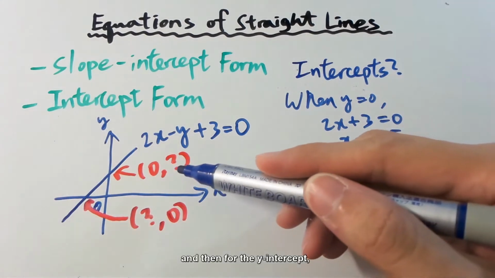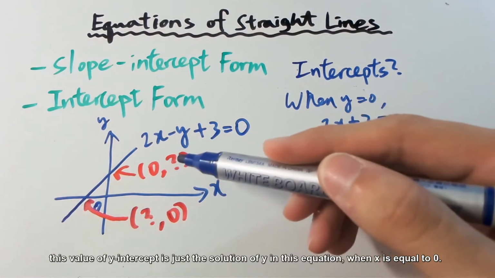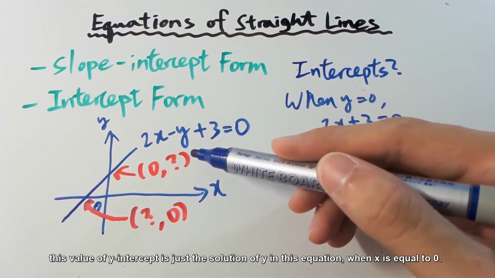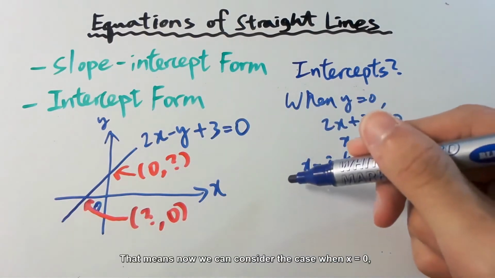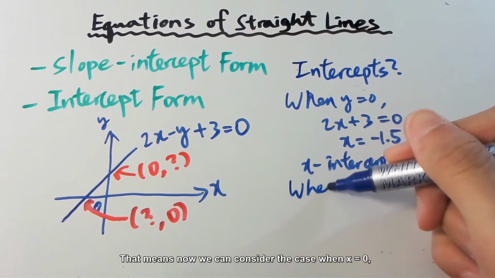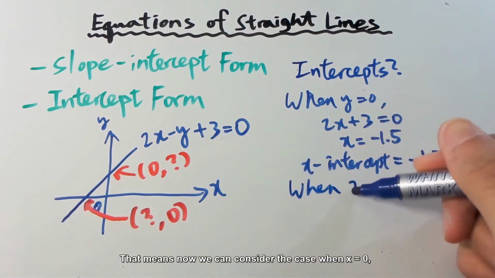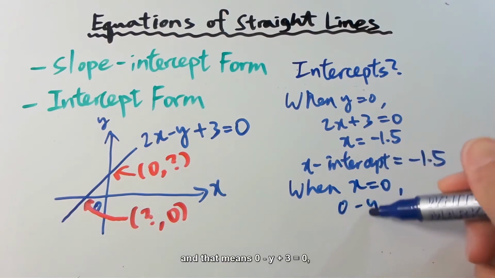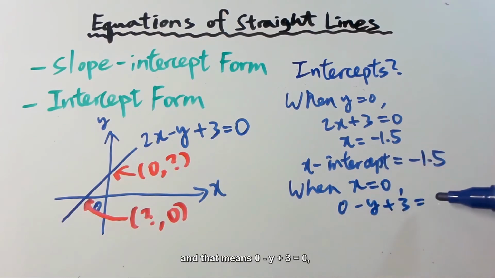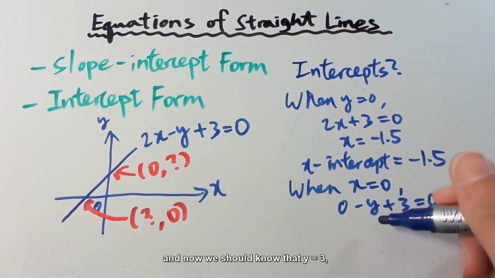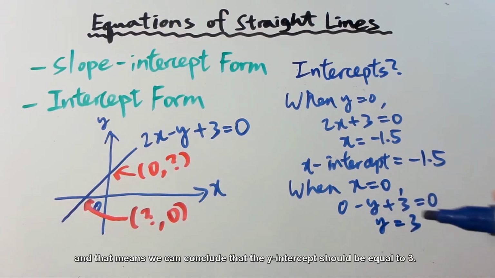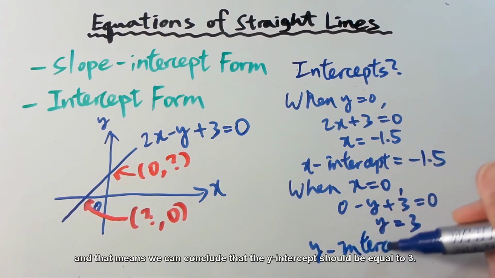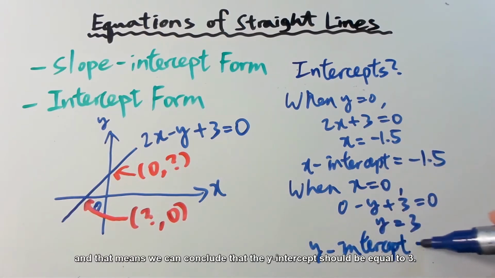For the y-intercept, this value is just the solution of y in this equation when x is equal to 0. That means now we can consider the case when x is equal to 0. That means 0 minus y plus 3 is equal to 0. Now we know that y is equal to 3, and that means we can conclude that the y-intercept should be equal to 3.